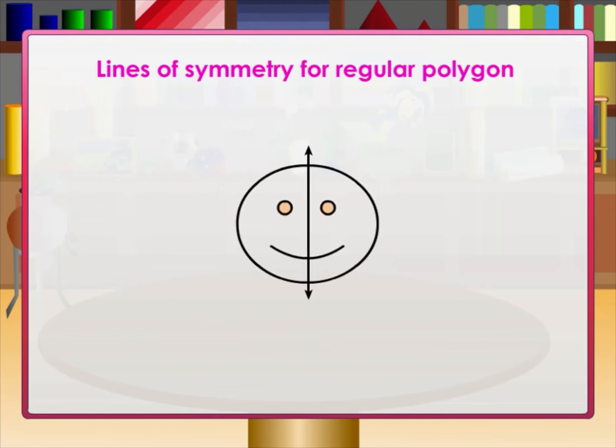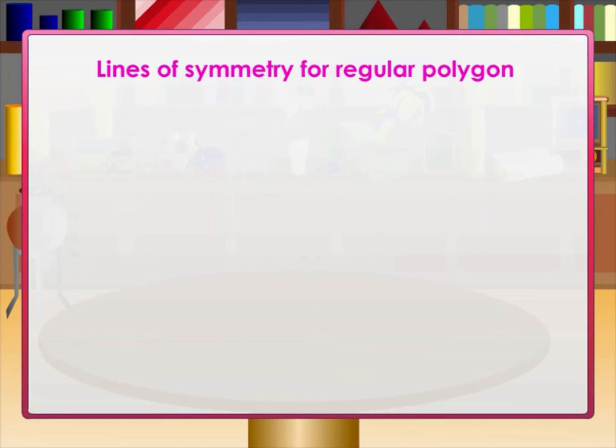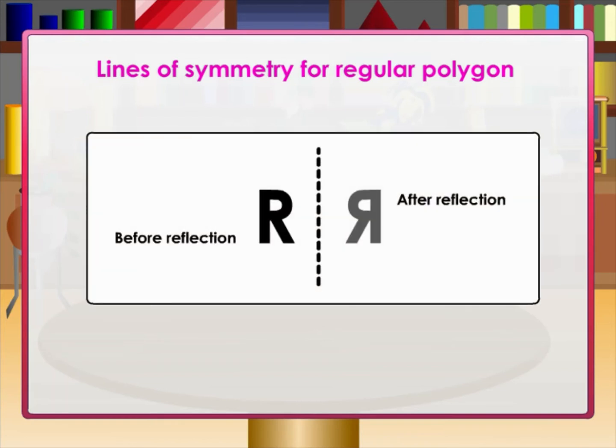The concept of line symmetry is closely related to mirror reflection. A shape has line symmetry when half of it is the mirror image of the other half. See the mirror reflection. In this reflection, it is important to note the left-right changes in the orientation.